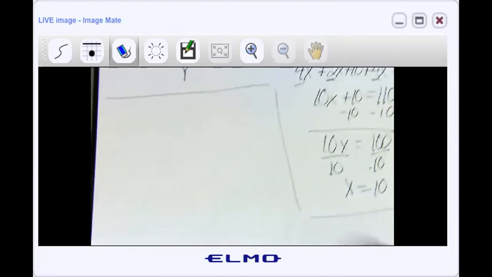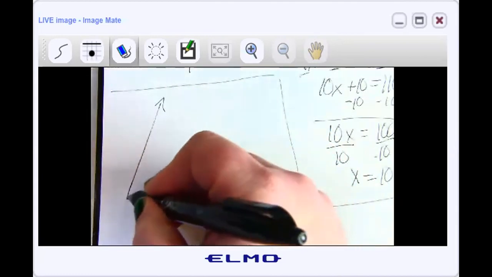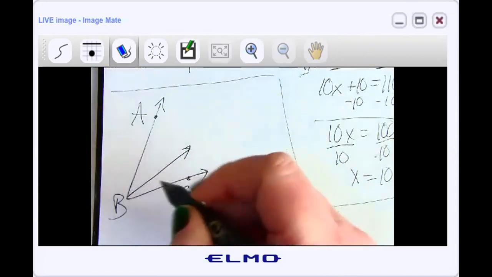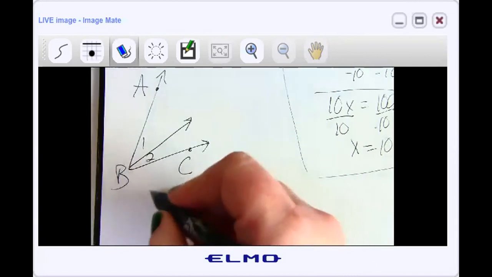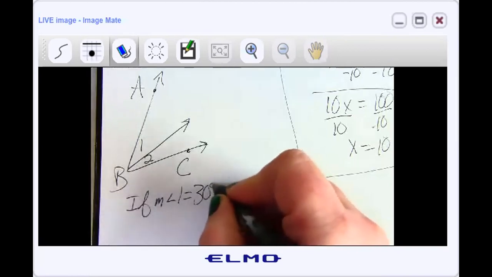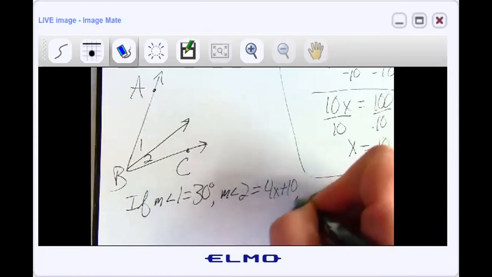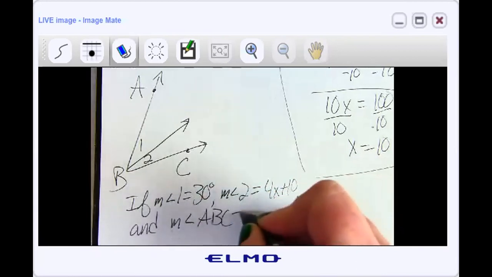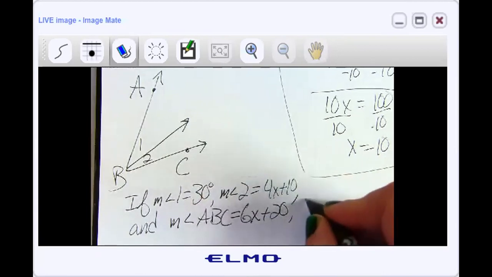All right, let me draw you this picture. Okay, so here's my diagram, and I'm going to tell you the following. If the measure of angle 1 equals 30, the measure of angle 2 equals 4x plus 10, and the measure of angle ABC is equal to 6x plus 20, find x.